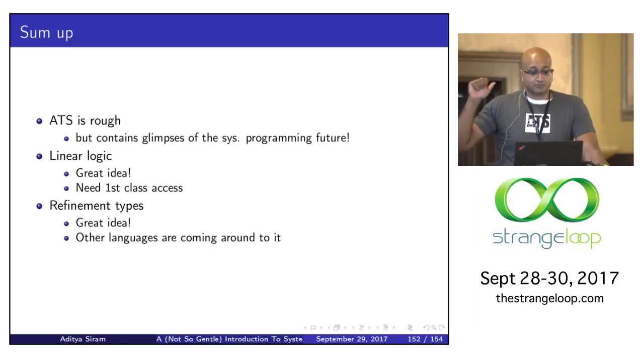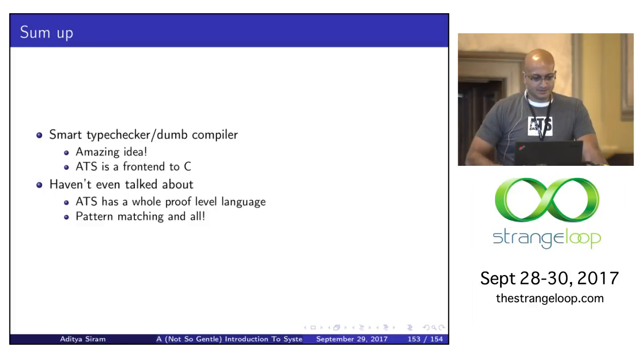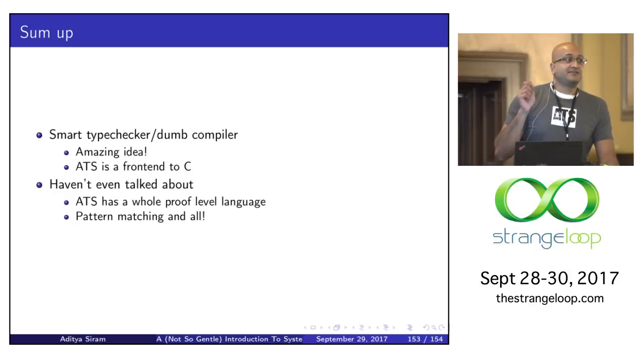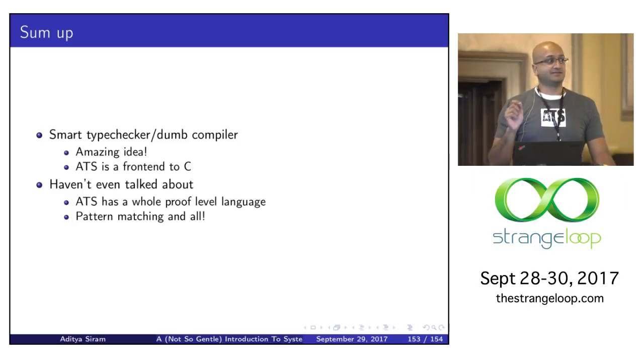Linear logic is a great idea. I want first-class access to that. Don't baby me away from linear logic. I want those little proof things that I can manipulate. Refinement types, great idea. Other languages are coming around to it. Liquid Haskell is one of them. The idea of having a smart type checker and a dumb compiler is great.